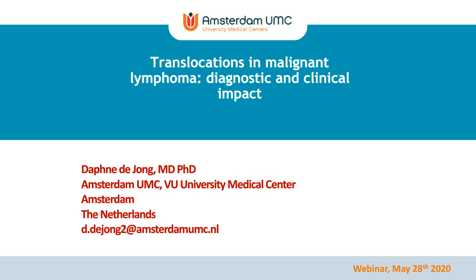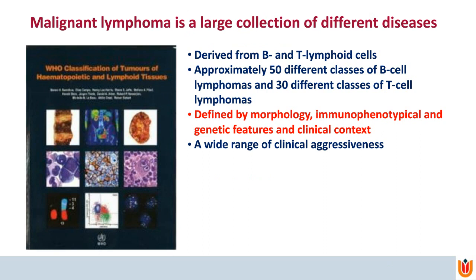Well, malignant lymphoma is a very large collection of diseases, almost 100 different classes and subclasses of B and T cell lymphomas, that are all defined by a characteristic morphological and immunophenotypical spectrum, by a characteristic genotypic set of features and a typical clinical context. These diseases range in aggressiveness.